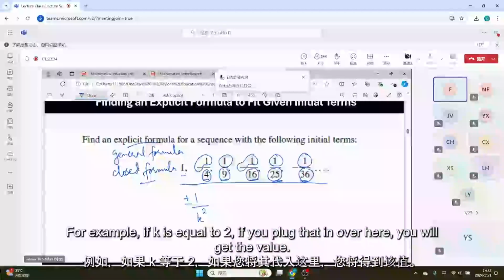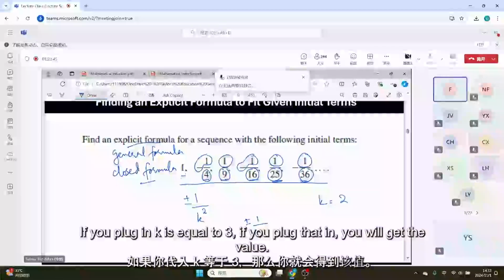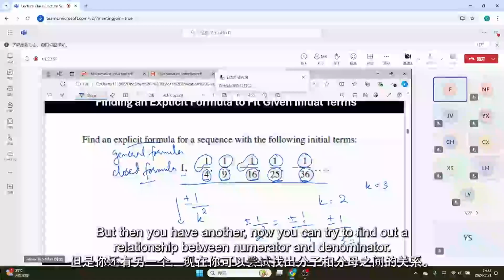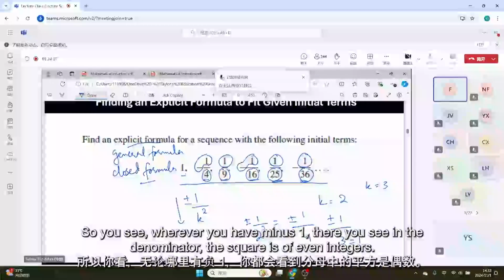Whatever number you write over here, you will get the value. For example, if k is equal to 2, if you plug that in over here, you will get the value. Okay, if you plug in k is equal to 3, you will get the value. So this will be your initial deduction, but then you have another step. Now you can try to find a relationship between numerator and denominator. So you see, wherever you have -1, there in the denominator the square is of even integers.